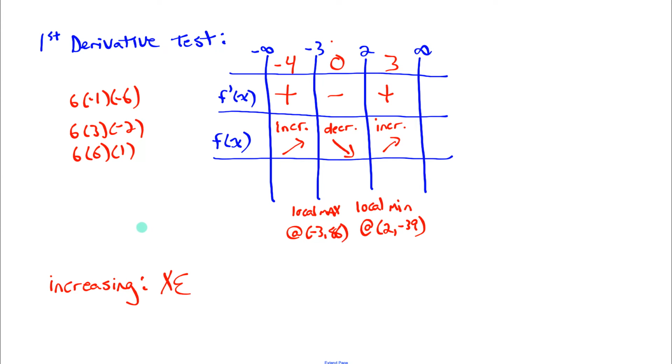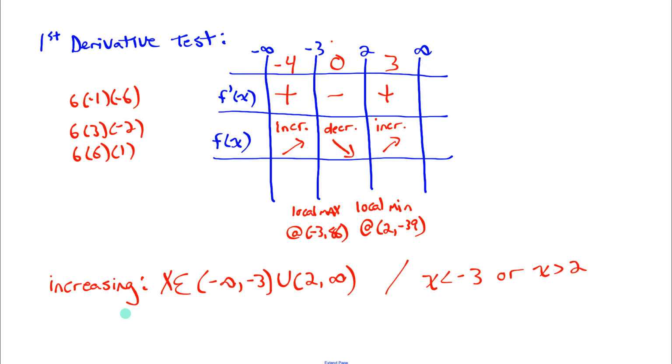So I just need to define those two intervals, and I'm going to do it in bracket notation. So from -infinity to -3, or from 2 to infinity. You can write it that way, or you could write it as an inequality, x less than -3 or x greater than 2. So I would take either way of writing it.